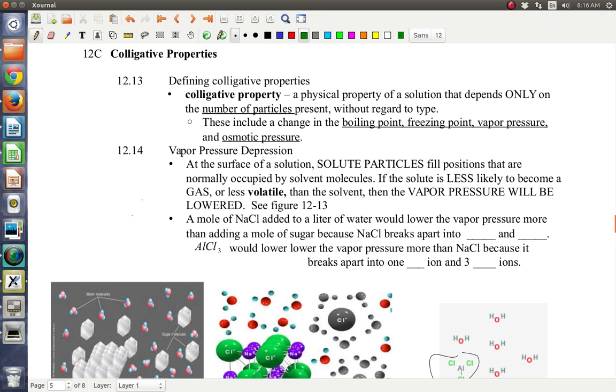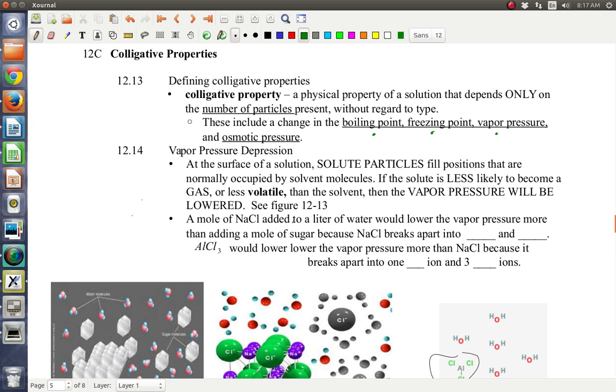A colligative property is a physical property of a solution that depends only on the number of particles without regard to type. That means it just doesn't matter what they are. All we are doing is counting the number of pieces they break into. It affects the boiling point, the freezing point, the vapor pressure, and osmotic pressure. We're going to focus on boiling point and freezing point, but I do want you to know a little bit about vapor pressure depression.